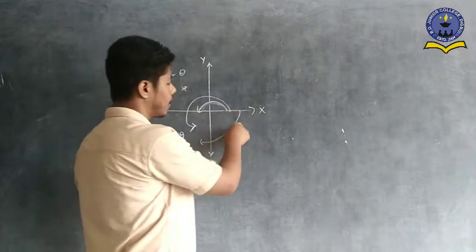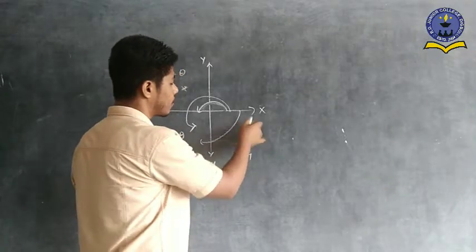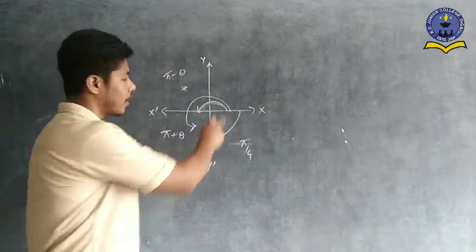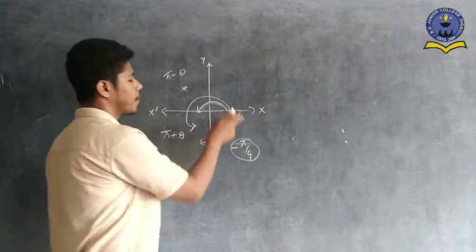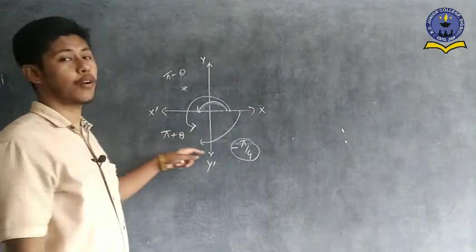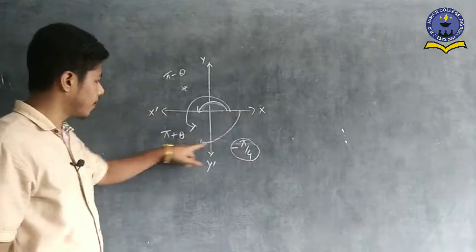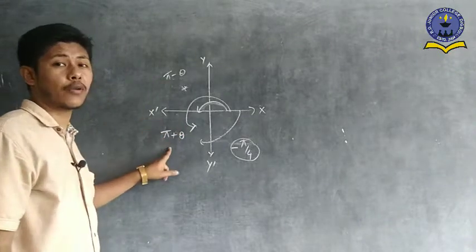If any angle lies here, suppose the angle is pi by 4, to represent it in the negative direction we have to write minus pi by 4. So minus pi by 4 means it lies in the fourth quadrant, because it is in the opposite direction. Similarly from here to here, if we need the third quadrant.